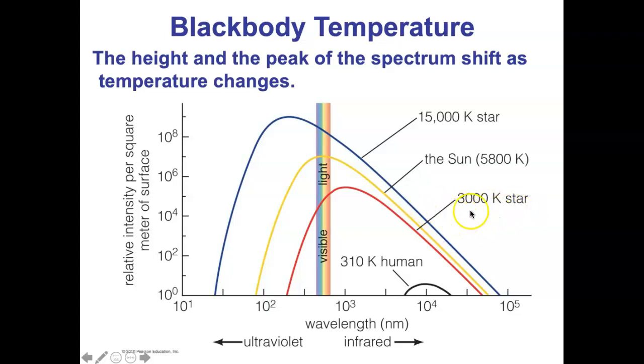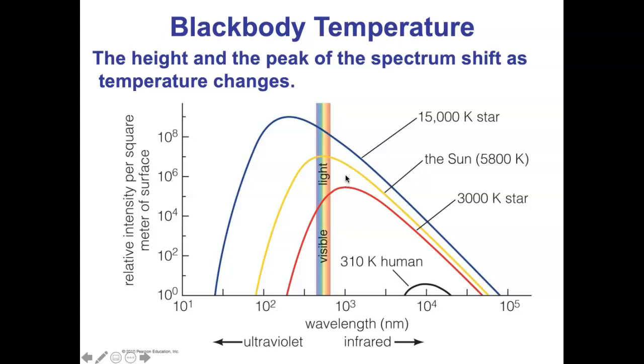So let's say you look at a 3000 Kelvin star. Now, 3000 Kelvin sounds really hot, but stars are very hot. So 3000 Kelvin is pretty cool by star standards. So that star, the red curve here, it gives off a little bit of short wavelength light, a little bit of long wavelength light, but it's brightest right here at about 1,000 nanometers. If I take that star and I crank up the thermostat and I heat it up to 5,800 Kelvin, like the surface of the sun, then notice what happens from the red curve to the yellow curve.